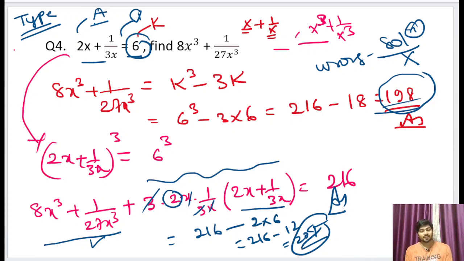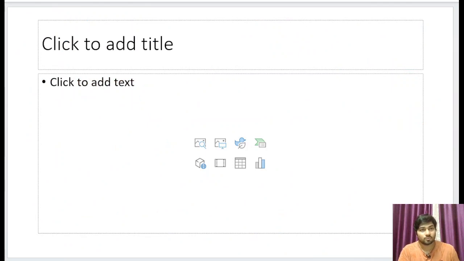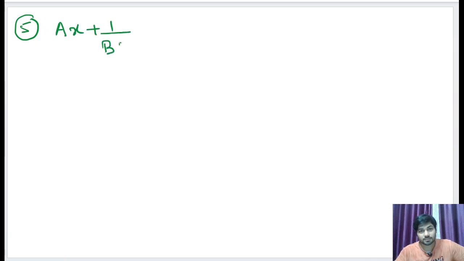Yes. So for that, I'll give you some important tips which you will note down in the formula numbers. Four formulas I have given you yesterday. This will be formula number 5. This is formula number 5: ax plus 1 upon bx is equal to k.